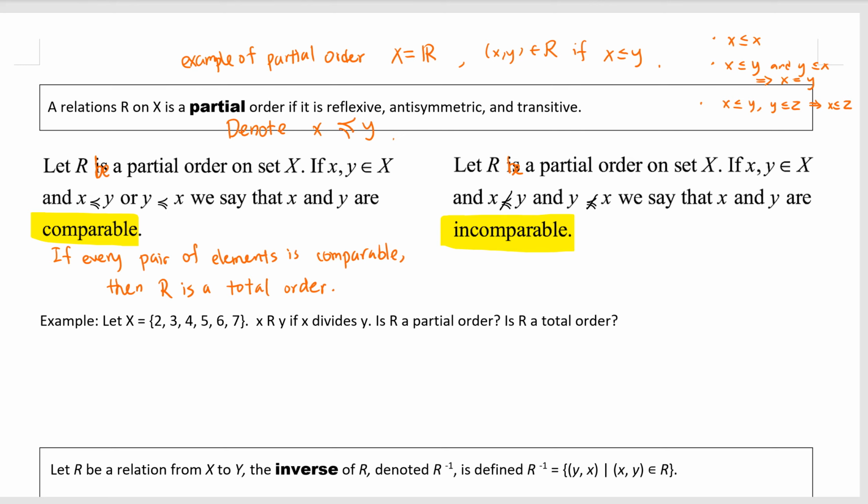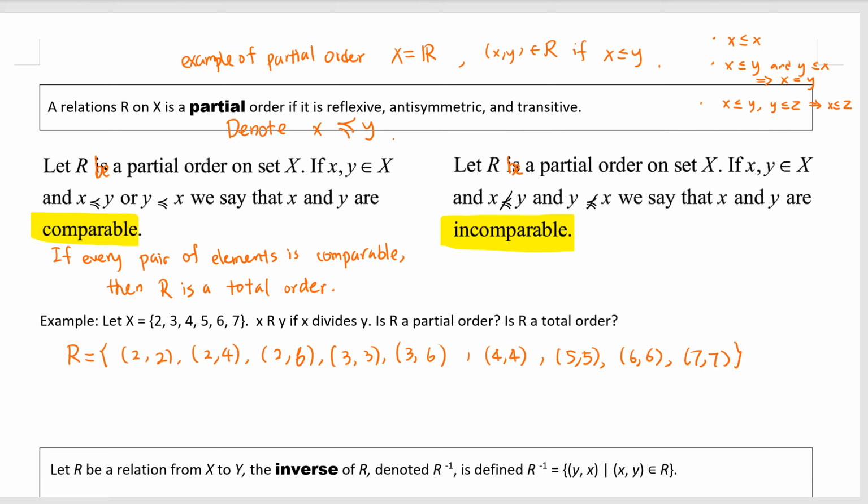Is R a partial order or is R a total order? Let's figure out what the relation is. Let's look at the element 2. 2 divides what number? 2 divides 2 itself, 2 divides 4, 2 divides 6. And then let's look at 3. 3 divides 3 and 3 divides 6. And then 4 divides 4, 5 divides 5, 6 divides 6, 7 divides 7. First of all, is R reflexive?